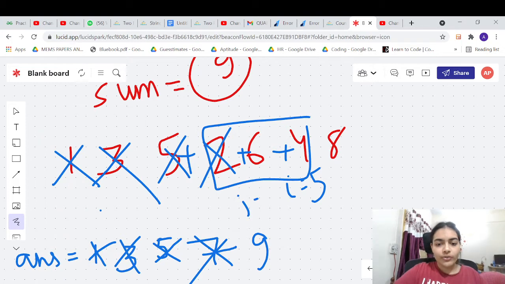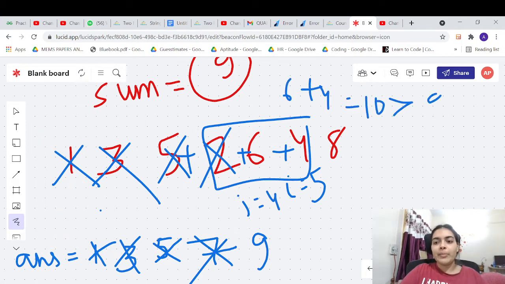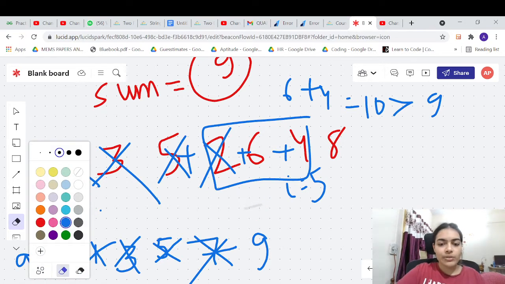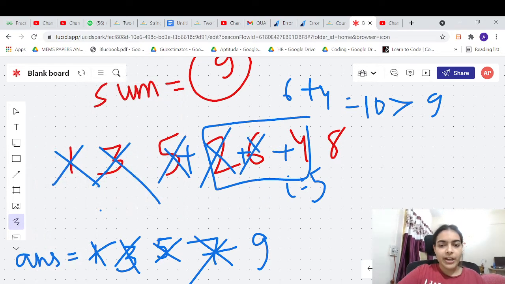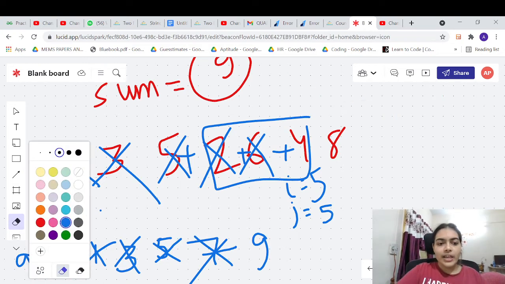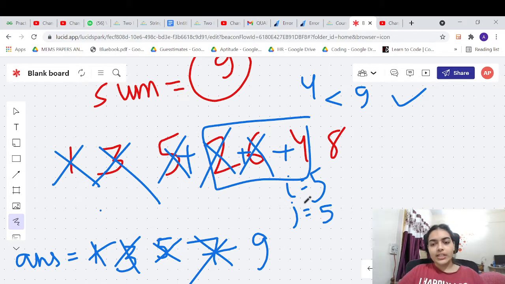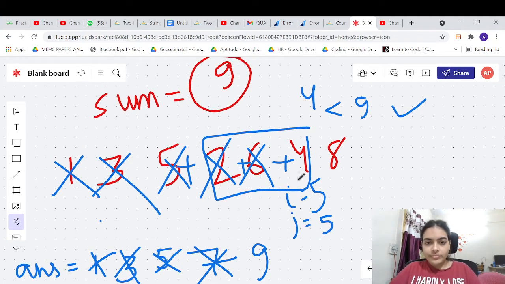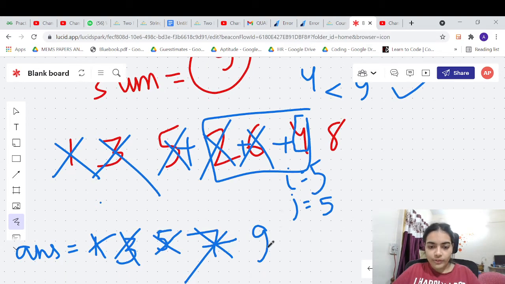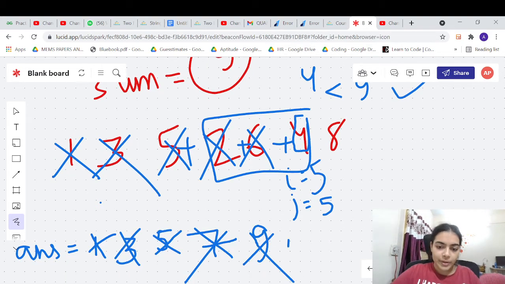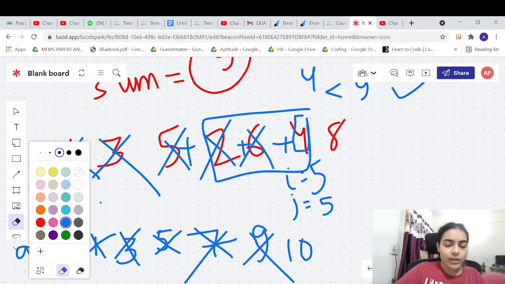So j is equal to 4, i is equal to 5. 6 plus 4 is 10. Again you are exceeding the limit. So what will you do? In this case, again you will just remove this element and you will go forward. So j is 5, i is also 5. In this case, what is your sum? The sum you have is 4. 4 is less than 9, right? So in this case, you can easily take this particular subarray. So you will take only the subarray 4. So you will add 1 to your answer. Answer will become equal to 10. Okay. Now you will go forward.